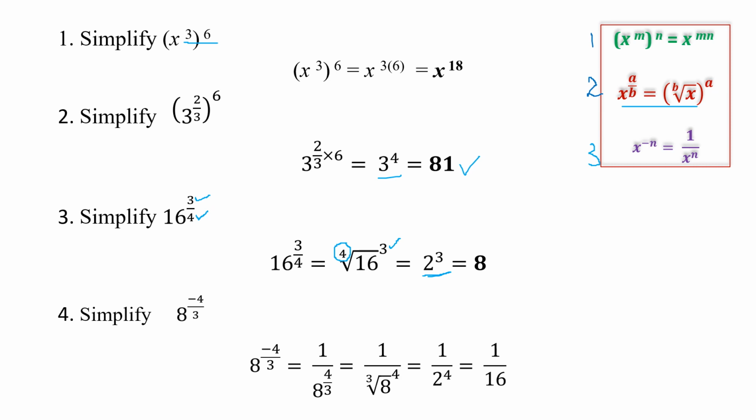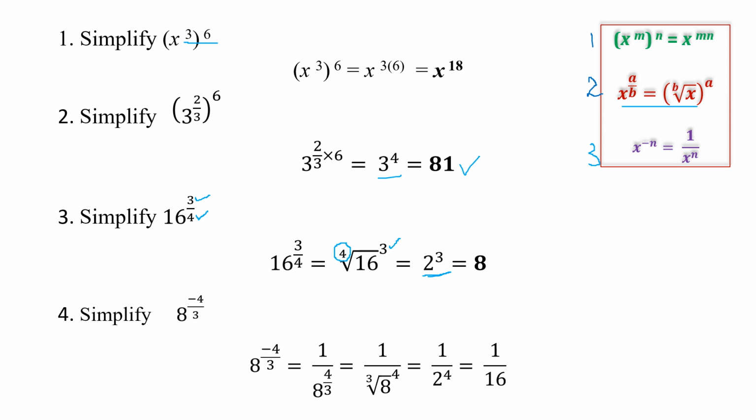In this case, we are going to apply the third law first. Then after that, we'll apply the second law. To get rid of this negative in the power, we are going to put 1 over. So it will be 1 over 8 to the power 4 over 3.